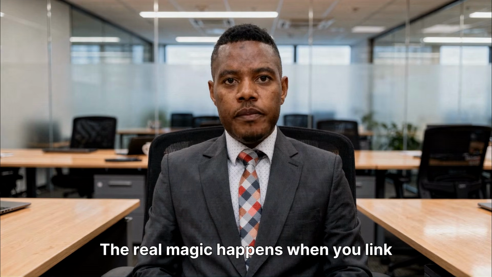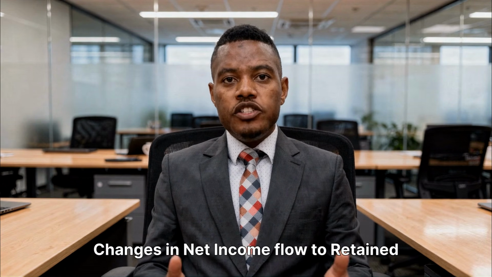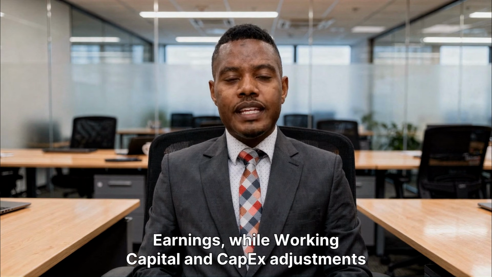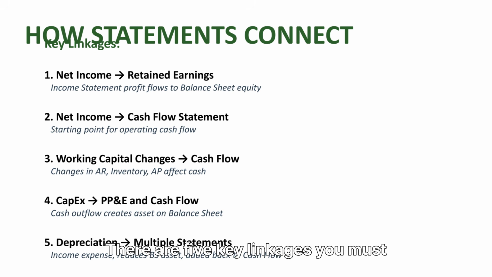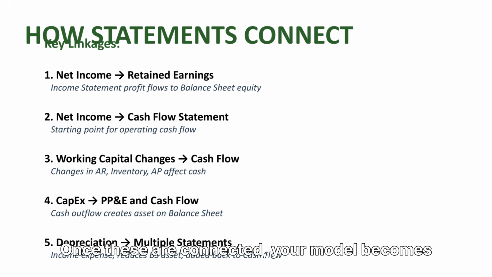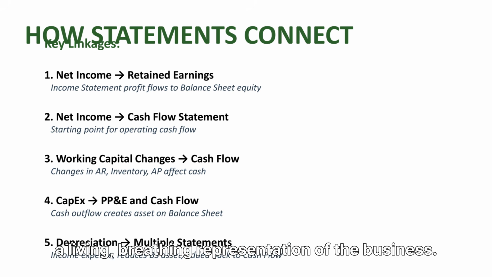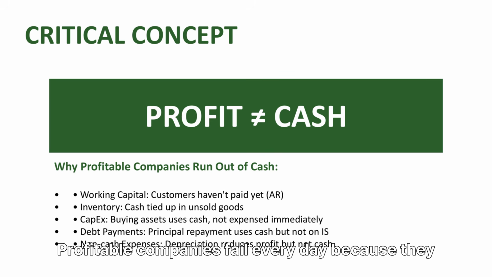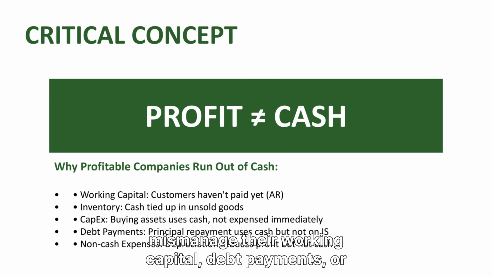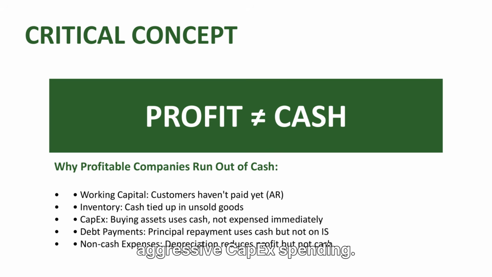The real magic happens when you link the statements. Changes in net income flow to retained earnings, while working capital and CapEx adjustments bridge the gap to the cash flow statement. There are 5 key linkages you must master to build a dynamic model. Once these are connected, your model becomes a living, breathing representation of the business. Always remember, profit is not cash. Profitable companies fail every day because they mismanage their working capital, debt payments, or aggressive CapEx spending.